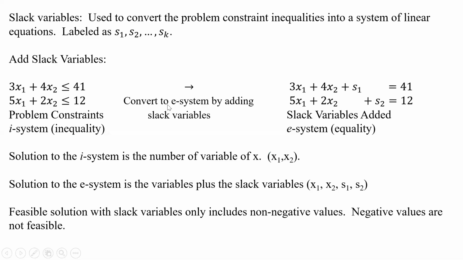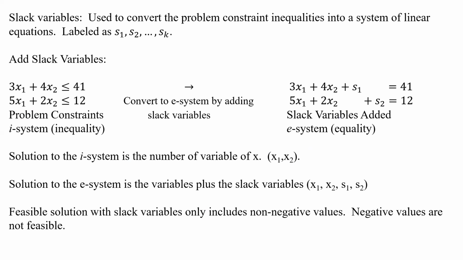And then what we do is we add a slack variable. So the first inequality that we turn into an equation, we're going to add S1. So we're going to say plus S1, and then we're going to leave a space and say equals 41. Our second one, we're going to add S2 and then equals our 12. And so those are after our slack variables have been added. In this case, we have slack variable 1 and slack variable 2. Now, the solution to the inequality system is basically just x1, x2.